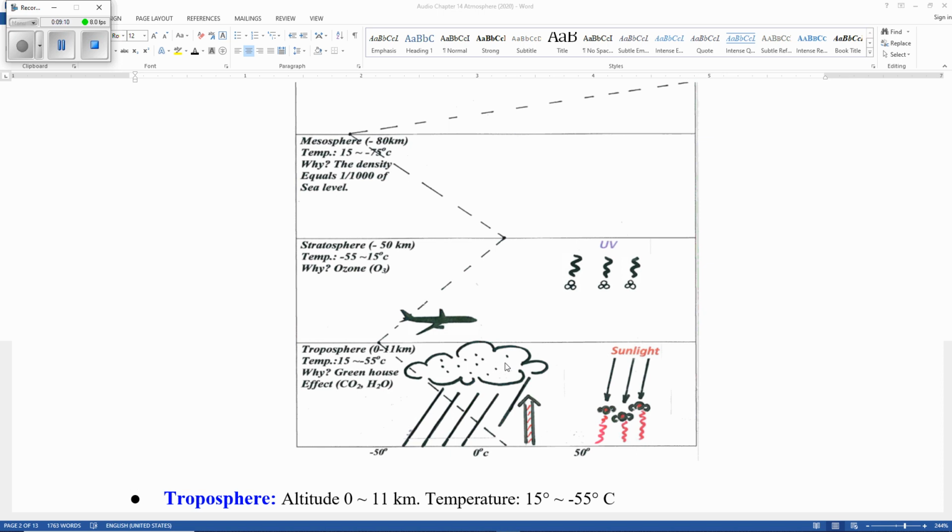So later, when these water droplets move around, collide with each other, stick together, and become bigger and bigger, then the air cannot hold them anymore. They're going to drop. That's the reason for rain, or snow, or even tornadoes. Okay, so in the first region, the weather conditions are very unstable.